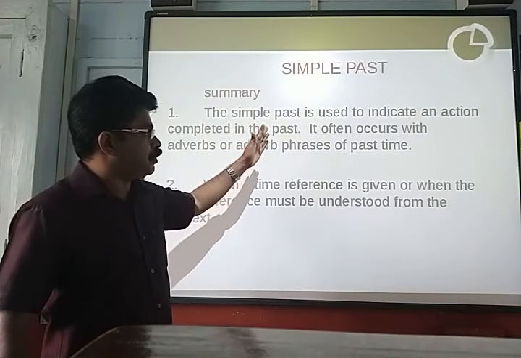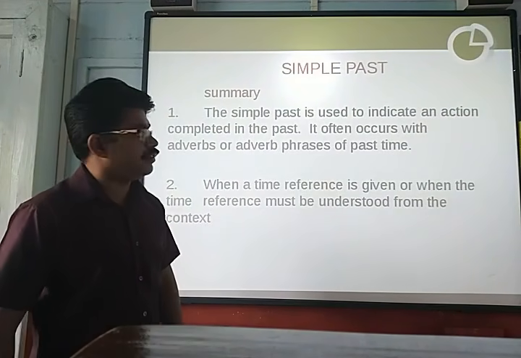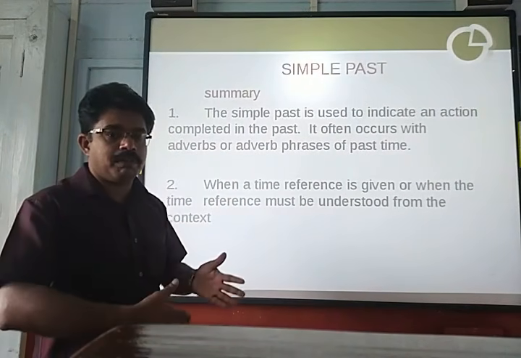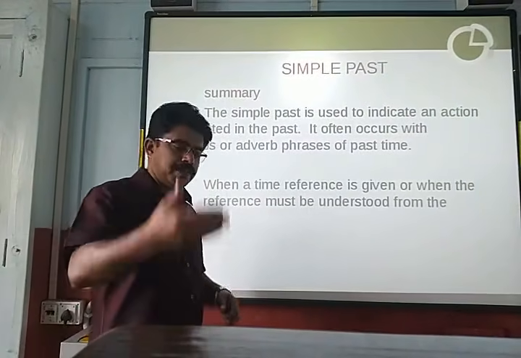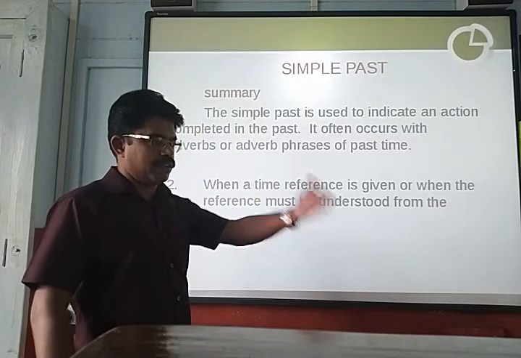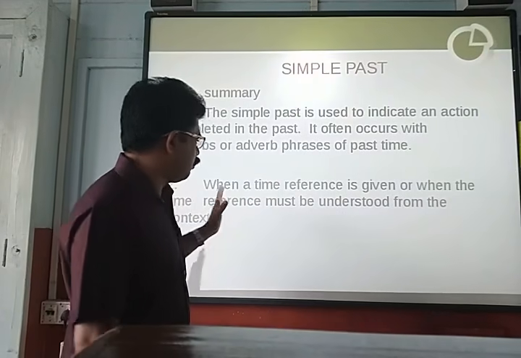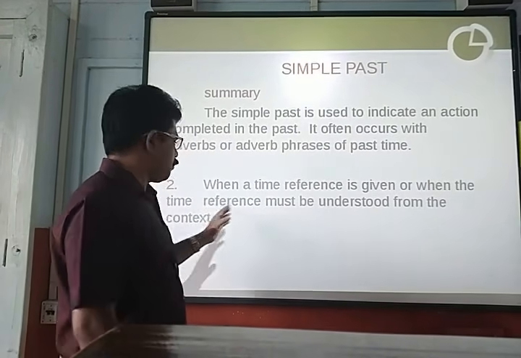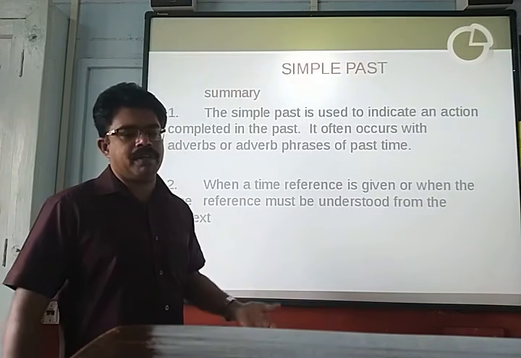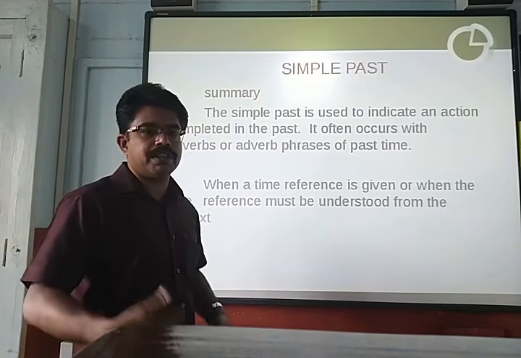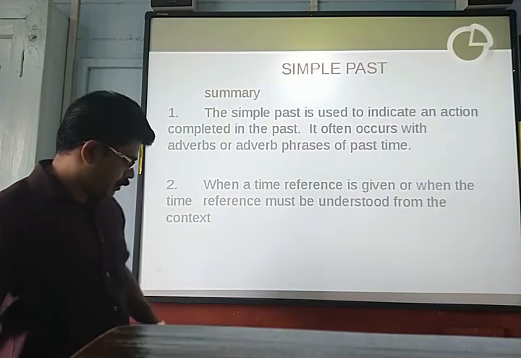The simple past is used to indicate an action completed in the past, an activity completed in the past. It may be followed by an adverb of time or without the adverb of time. Sometimes you see it ending with an adverb of time, sometimes it may not be with the adverb of time, when the time reference is given or when the time reference must be understood from context. With certain statements we can understand at what time this incident has taken place.